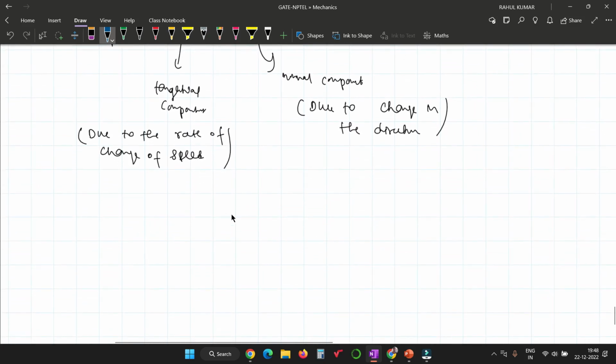Okay, so radial and transverse component. All these things are going into the kinematic part. Radial and transverse component.